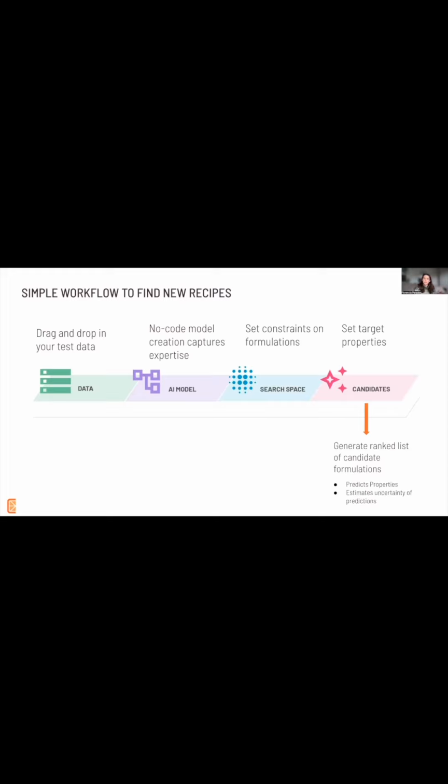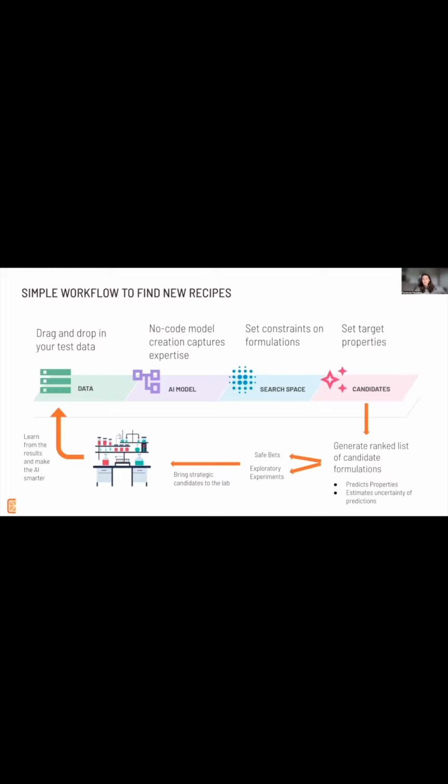And because the platform not only predicts properties, but also estimates the uncertainty of predictions, you will know whether the experiment is a safe bet or more exploratory. So you can then make good strategic decisions on what to take to the lab. This is what drives the reduction in the number of experiments you need and reduces those development cycles.